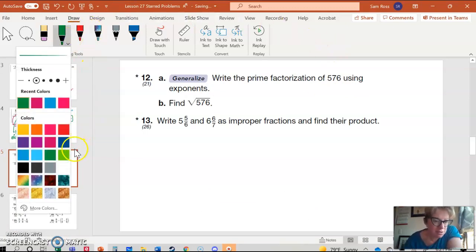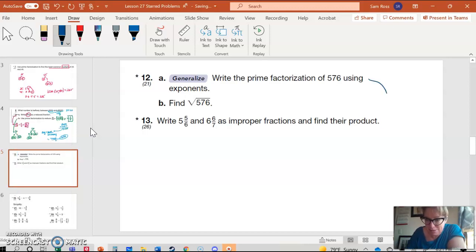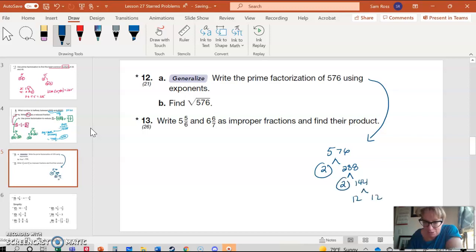Let's change colors. Write the prime factorization of 576 using exponents, and then find the square root of 576. So let me bring this over here. 576. I know 2 goes into it, but I have no idea how much. 576 divided by 2 gives me 288. I'm going to divide that by 2, which is 144. That's 12 times 12. Neither one of those is prime.